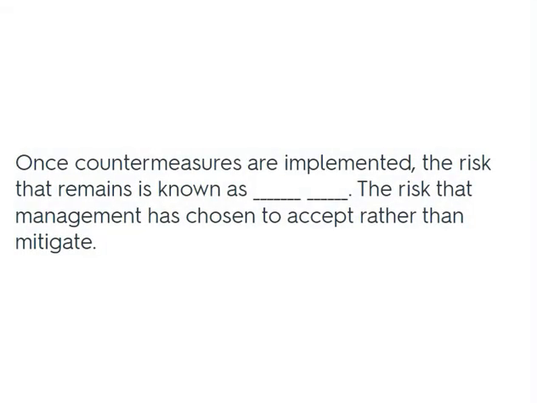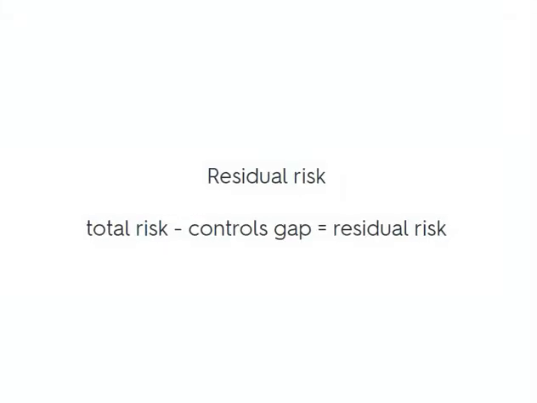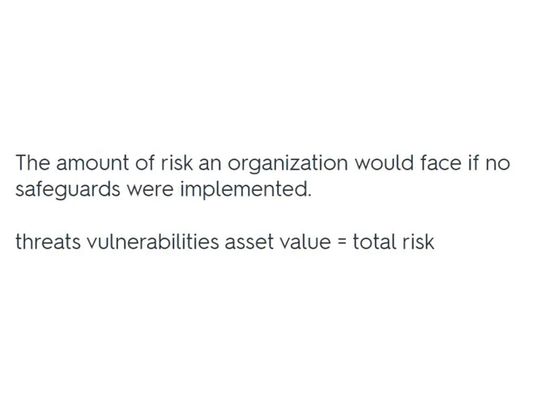Once countermeasures are implemented, the risk that remains is known as blank, the risk that management has chosen to accept rather than mitigate. Residual risk. Total risk minus controls gap equals residual risk. The amount of risk an organization would face if no safeguards were implemented. Threats times vulnerabilities times asset value equals total risk. Total risk.